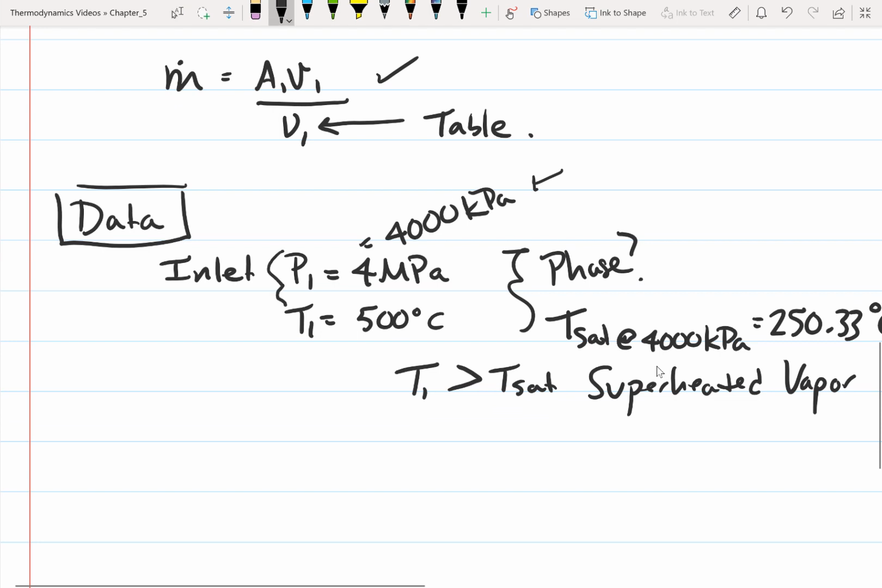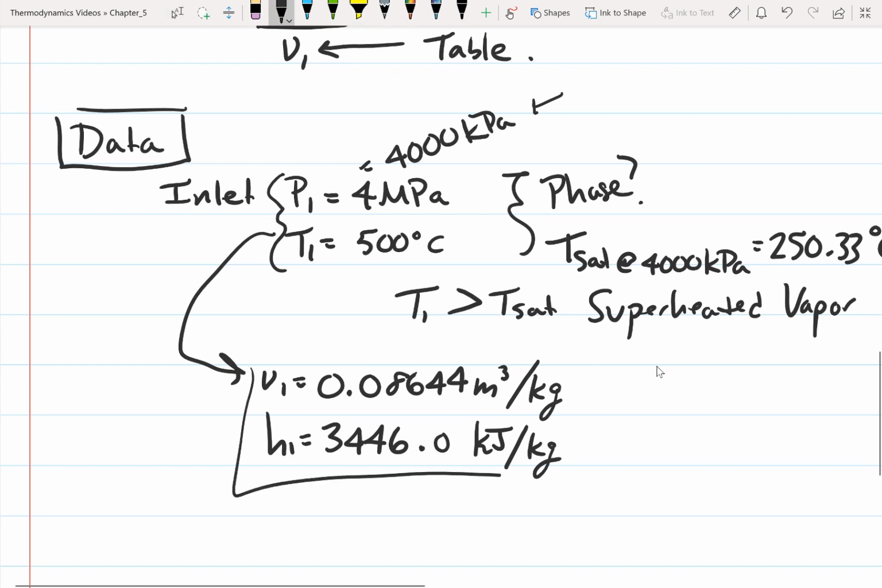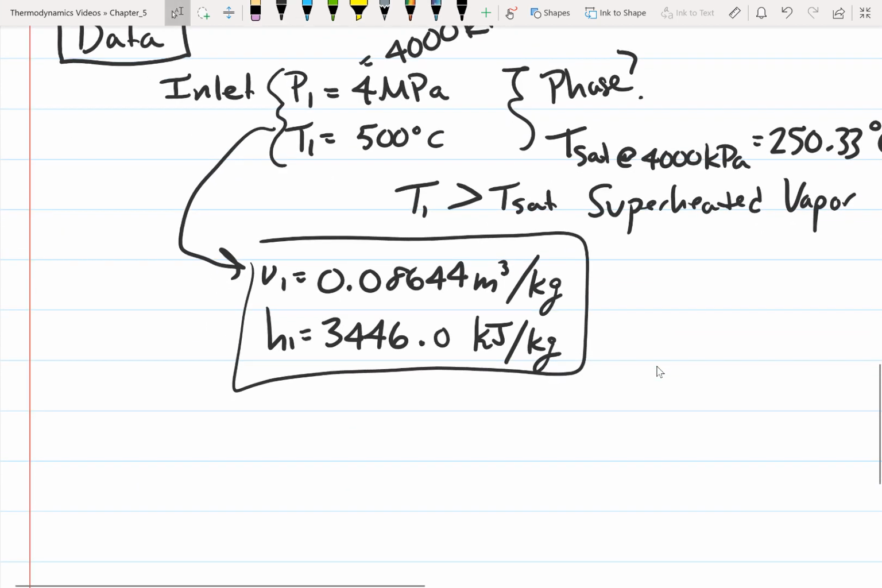So we're going to look up P1 and T1 on the superheated vapor table, and this is for water. So v1 is equal to 0.08644 meters cubed per kilogram, and the enthalpy is equal to 3446.0 kilojoules per kilogram. Alright, so we have our information at the inlet. Now let's look up our information at the outlet.